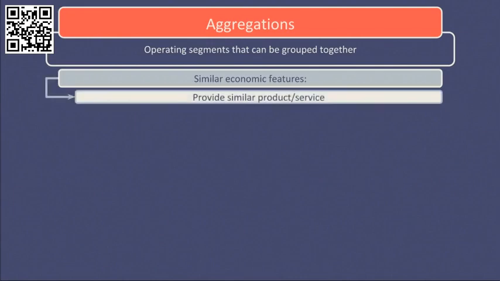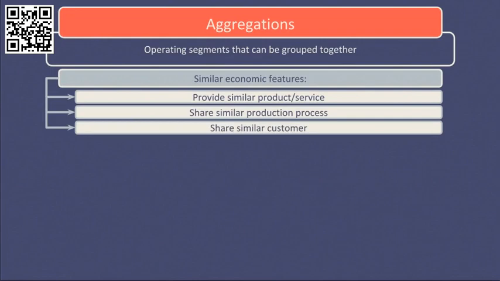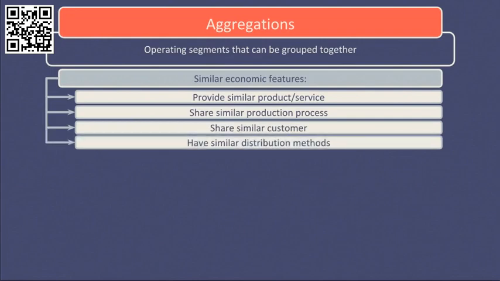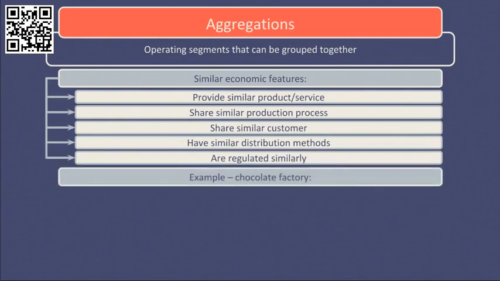They provide a similar product or service. They share a similar production process. They share a similar customer. They have similar distribution methods. They are regulated similarly. The best way for you to remember this is by thinking of an example.